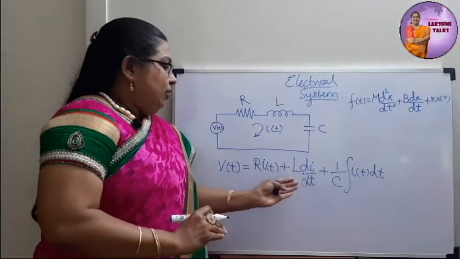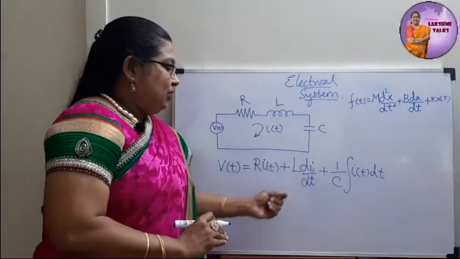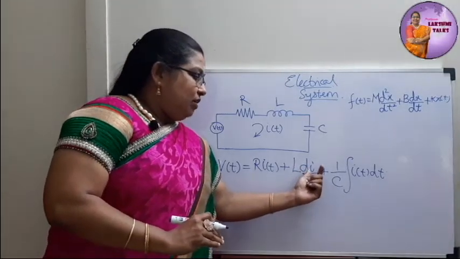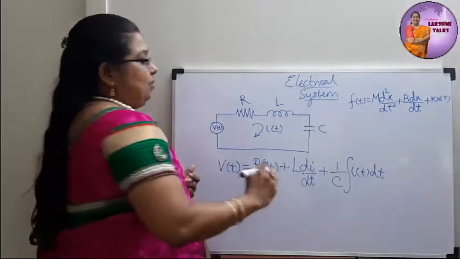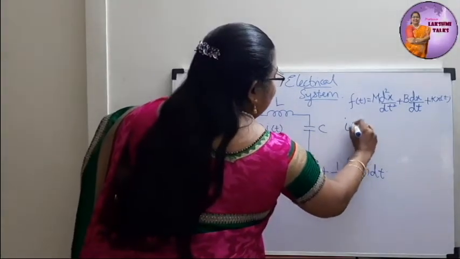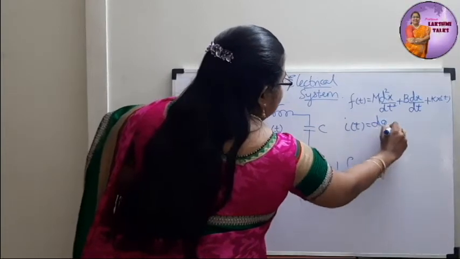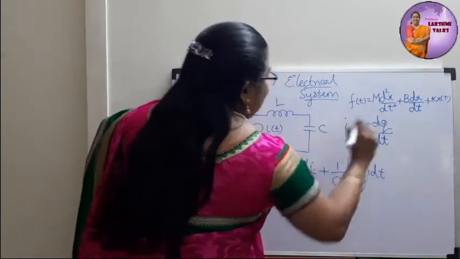We do not have that. So, what we can do? We can replace this current I. So, how can you replace? Current is nothing but rate of flow of charges, right? So, I of t is equal to dq by dt.